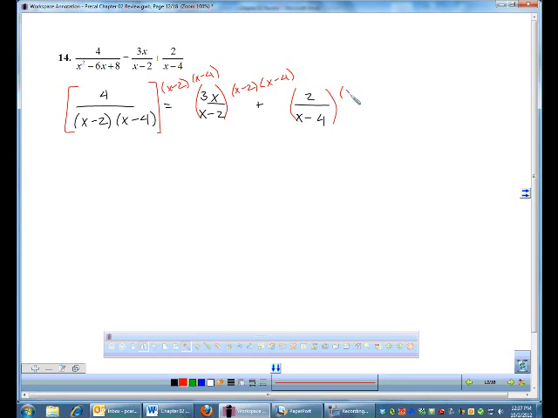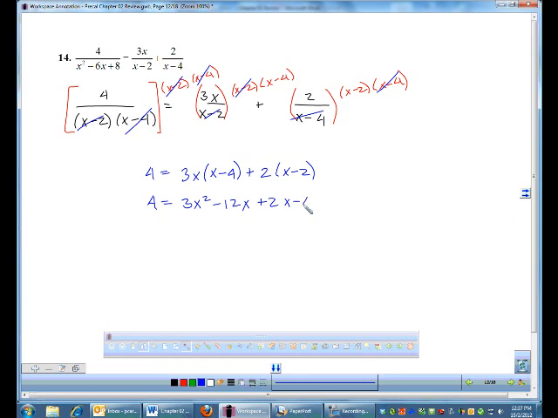Multiply this one by x minus 2, x minus 4. And the idea behind that is you will cancel all of the denominators. X minus 2 cancels, x minus 4, leaving you with only a 4 on the left side. X minus 2 cancels, leaving you with 3x and x minus 4, plus x minus 4 cancels, leaving you with 2 and x minus 2. And now we've gotten rid of all the fractions, and we're down to solving the equation with algebra.